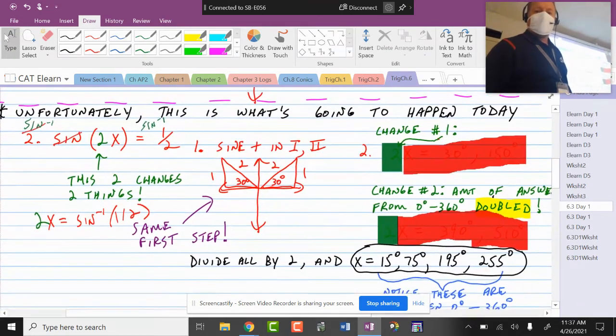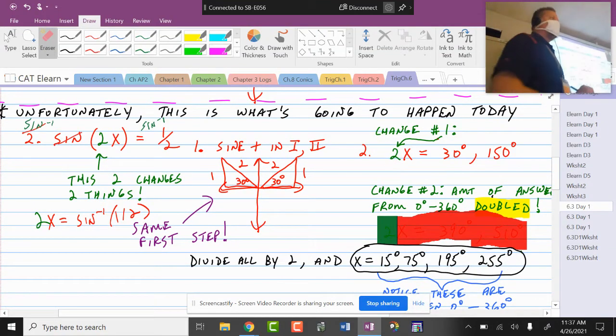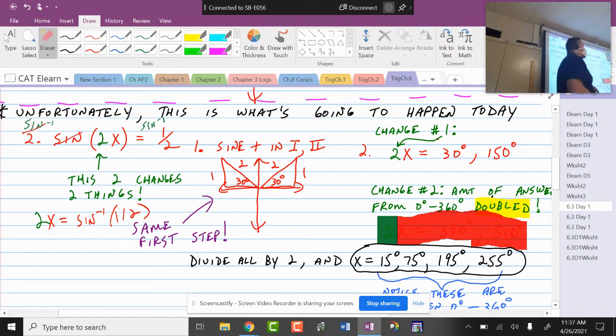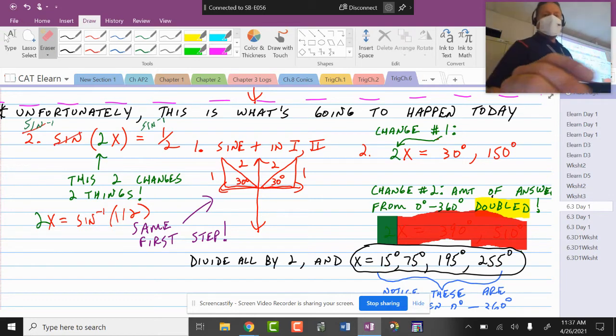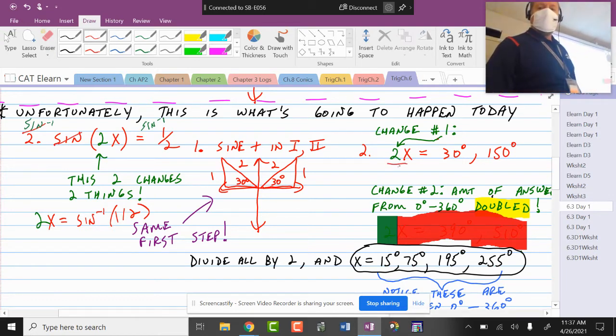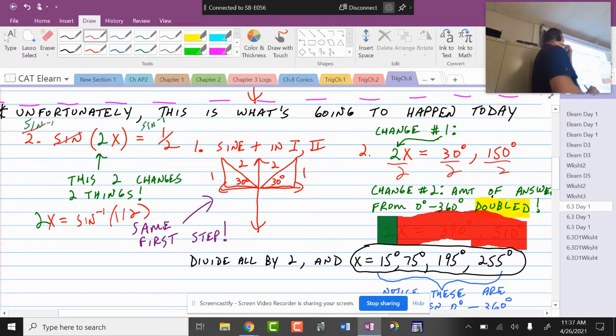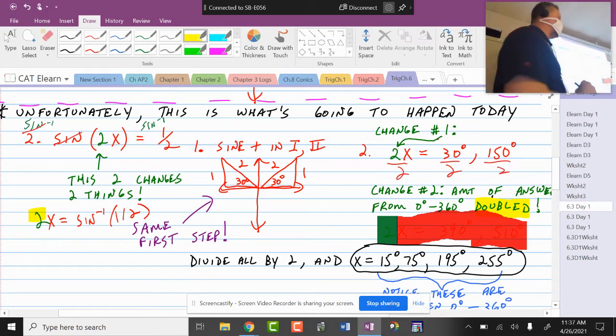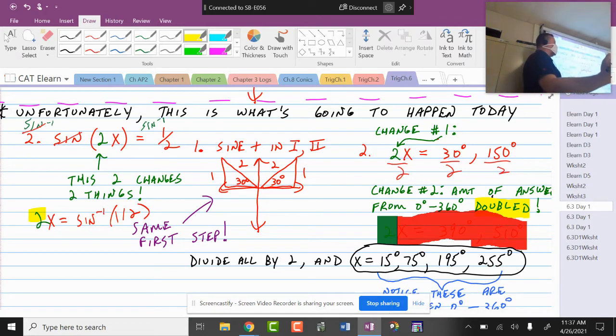But here's number one, which everyone could probably figure out at this point. Not x equals 30 degrees. 2x equals 30 degrees. So what does that mean x equals for those two answers? One of them is 15 and 75. And those answers are true. Here's the problem. The amount of answers that work between 0 and 360 are actually doubled. That 2x doubles the amount of answers that work from 0 to 360.